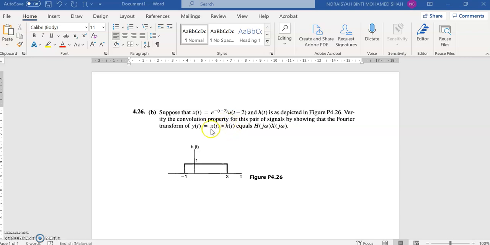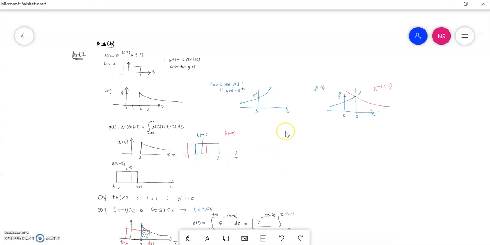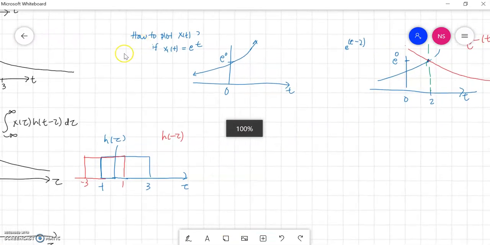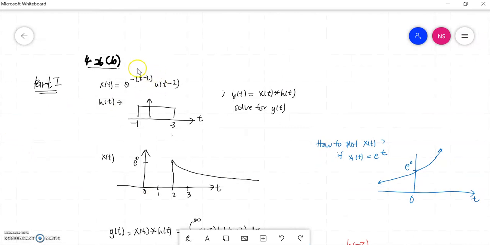To solve for y of t using the convolution, it is much easier to do it graphically, whereby you draw what your x of t is and draw what h of t is, and convolve them together. So let me show you how it's done. Here is my x of t, which is given as follows, and this is my h of t. First we need to draw my x of t, which is equal to e to the power of this, multiplied by this step function. So this is what it looks like.